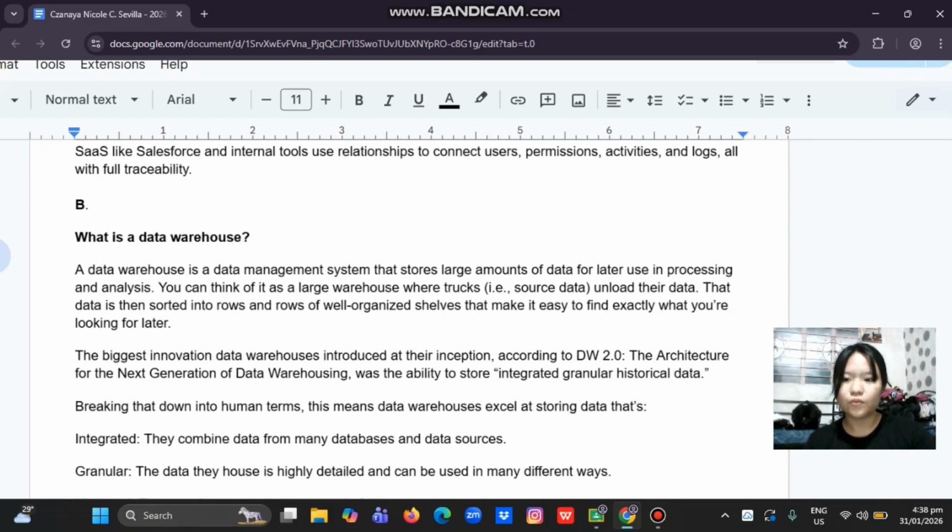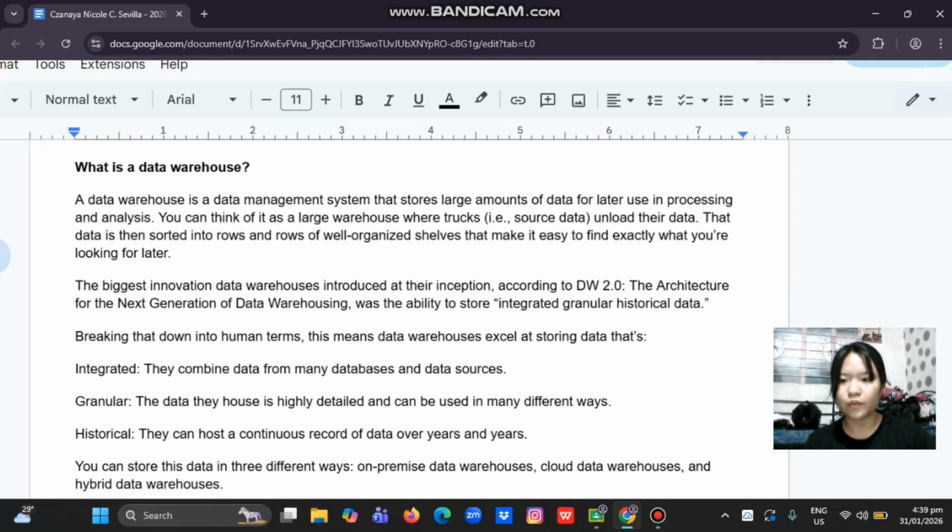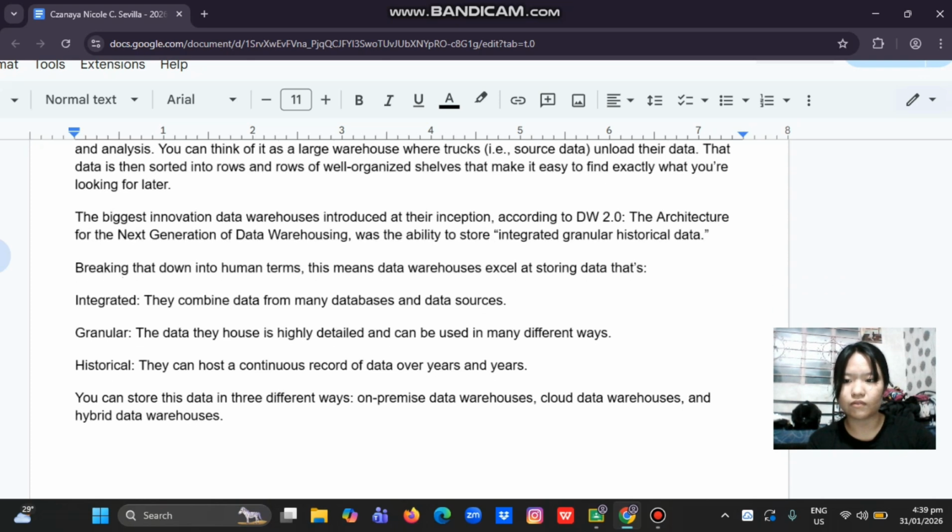Letter B. What is a data warehouse? A data warehouse is a data management system that stores large amounts of data for later use in processing and analysis. You can think of it as a large warehouse where trucks unload their data. That data is then sorted into rows and rows of well organized shelves that make it easy to find exactly what you're looking for later.